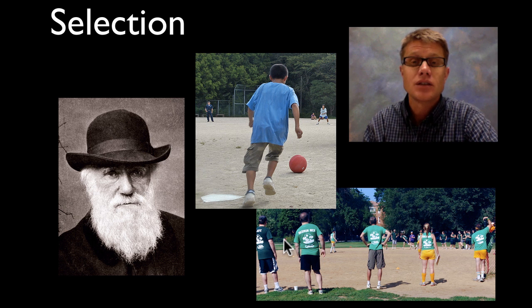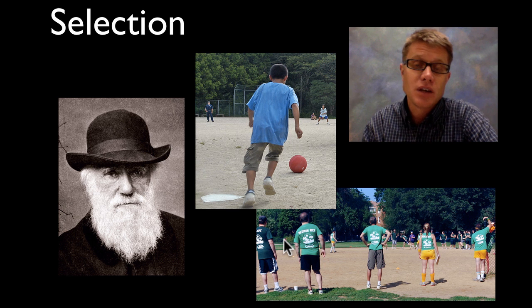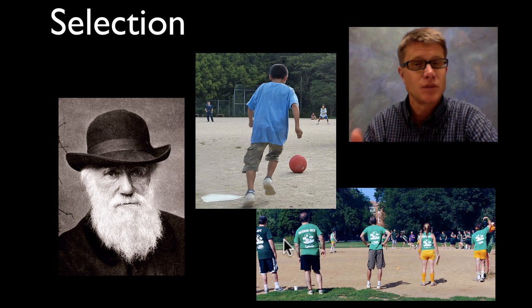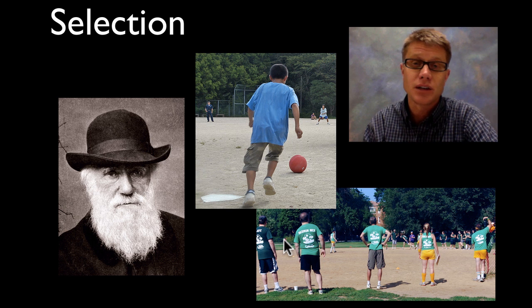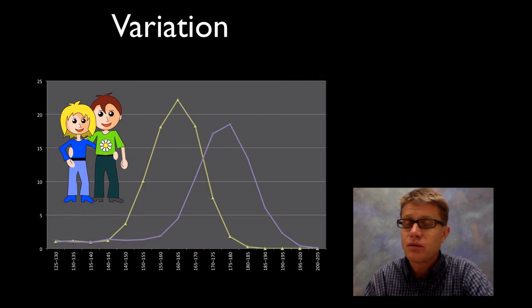Selection is when someone is choosing or something is choosing who is the strongest, the fastest, and then those that aren't chosen. In kickball, you just get chosen last, but in natural selection or in artificial selection, that means you don't get to pass your genes on to the next generation. And before you can have selection then, you have to have variation.